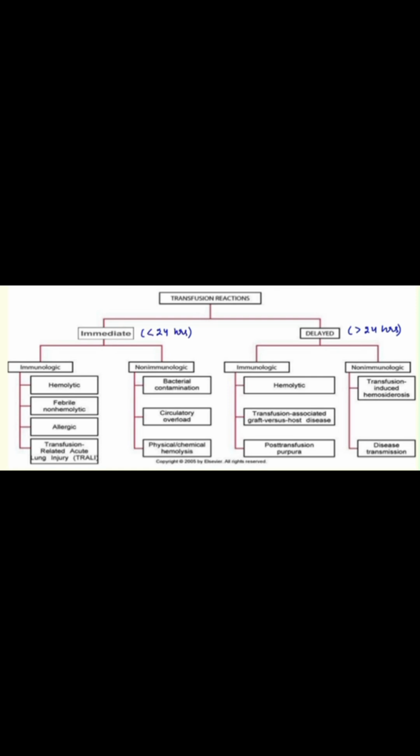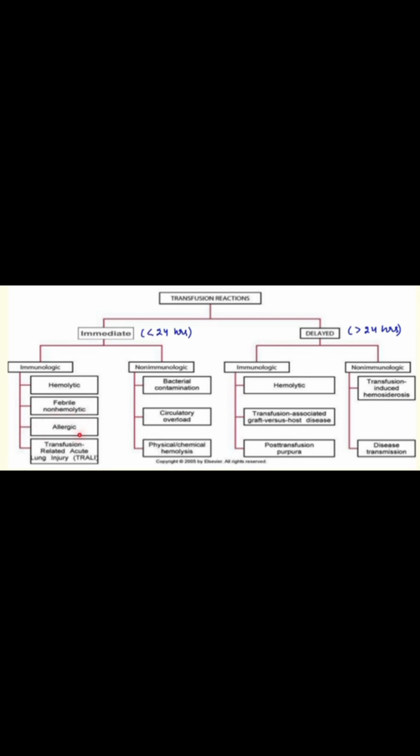So what does immunologic mean? Immunologic means that there is an involvement of the immune system of the recipient. That is, the recipient's antibodies react against the donor blood components, may it be RBCs, WBCs, or plasma protein. If the recipient's antibodies react against the donor RBCs, then there will be a hemolysis, so it will be a hemolytic reaction. If they react against the donor WBCs, then it will be a febrile non-hemolytic reaction, and if they react against plasma protein, then it will be an allergic reaction.